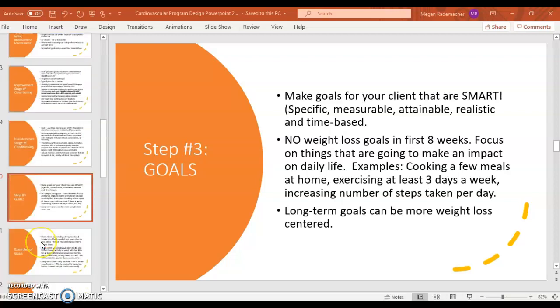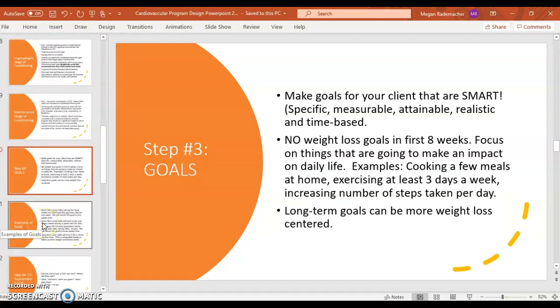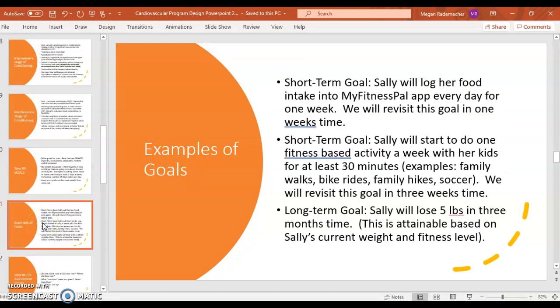So let's talk about some specific examples of a goal that would be on those SMART goals, those kind of hitting specific, measurable, attainable, realistic, and then time-based. So an example of a short-term goal would be Sally will log her food intake into the MyFitnessPal app every day for 1 week. We will revisit this goal in 1 week's time.